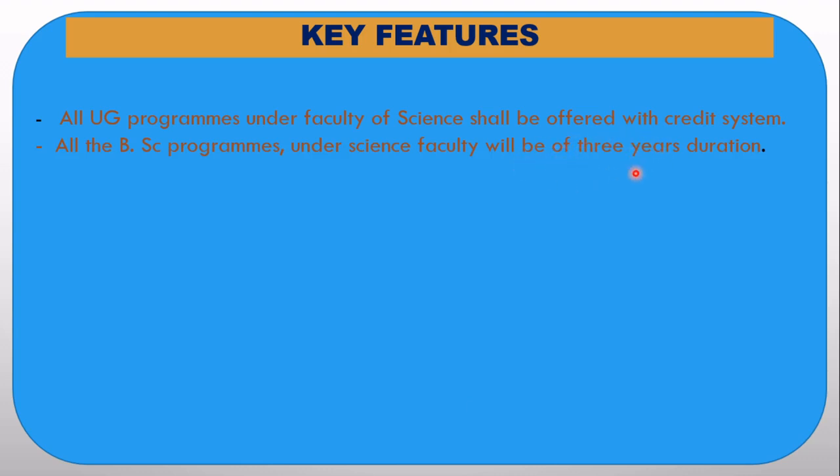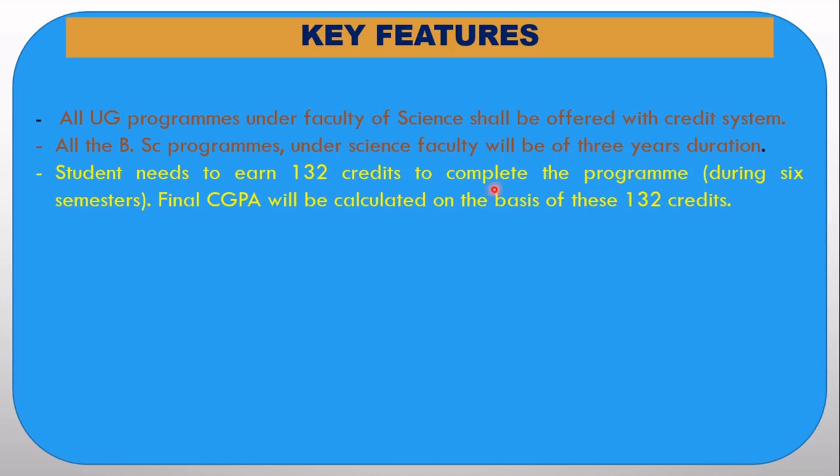Then students need to earn 132 credits to complete the program, that is during 6 semesters or in 3 years. So any student has to earn 132 credits, and these credits he has to earn during 6 semesters or during 3 years. The final CGPA, that is his result, will be calculated on the basis of these 132 credits.